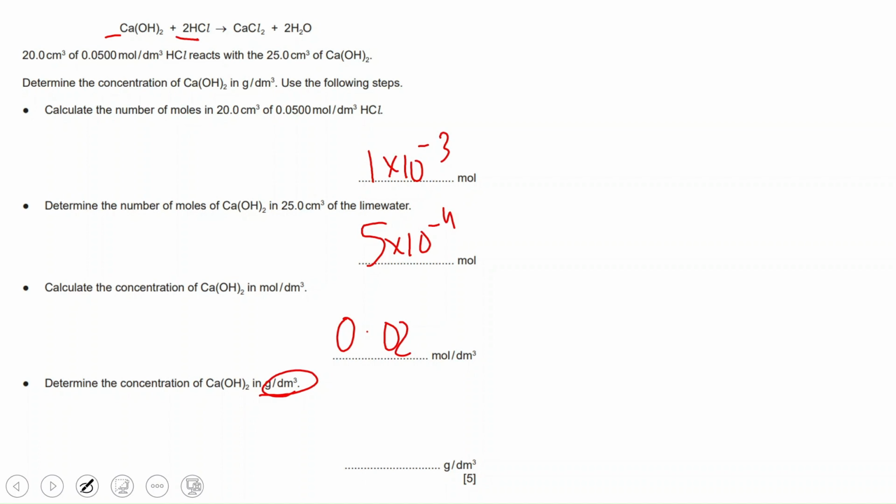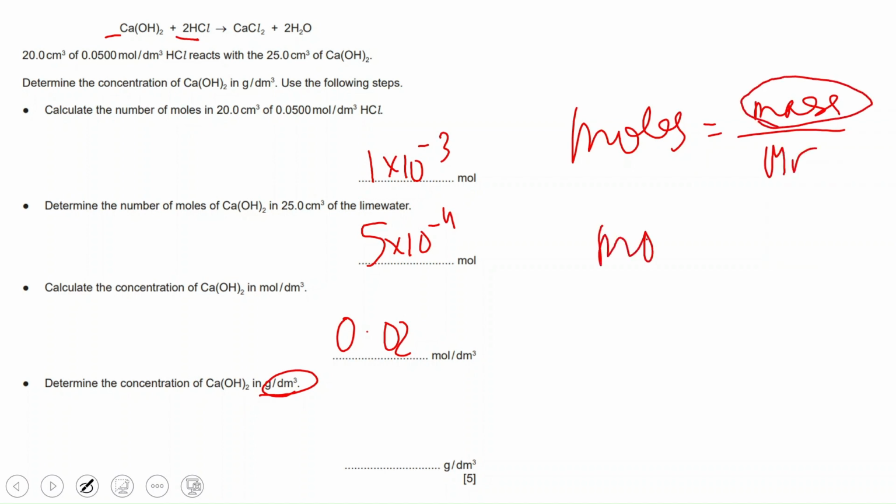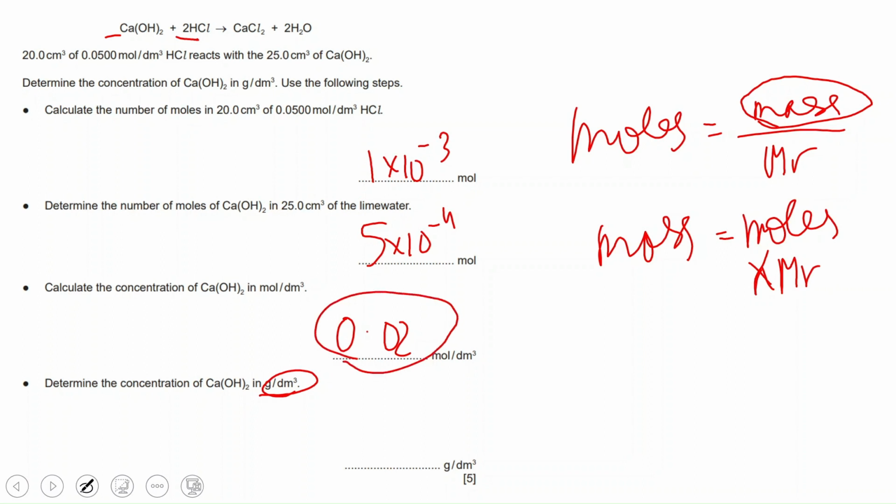Now, to convert it into grams per decimeter cubed, you see that the decimeters cubed is still the same. The only difference is between moles and grams. So what's the formula connecting moles and mass? Well, moles is equal to mass divided by Mr. So we need to make mass the subject of the formula, which will be mass is equal to moles into Mr. So all I'm going to do is multiply this concentration, which is 0.02 moles per decimeter cubed, with the Mr to get the concentration in terms of mass.